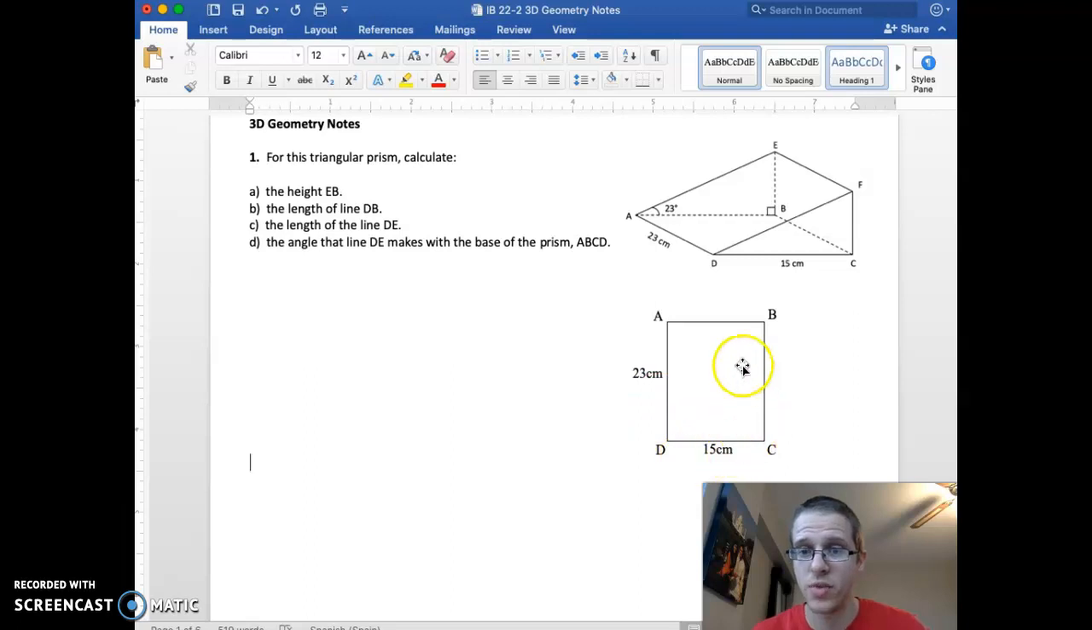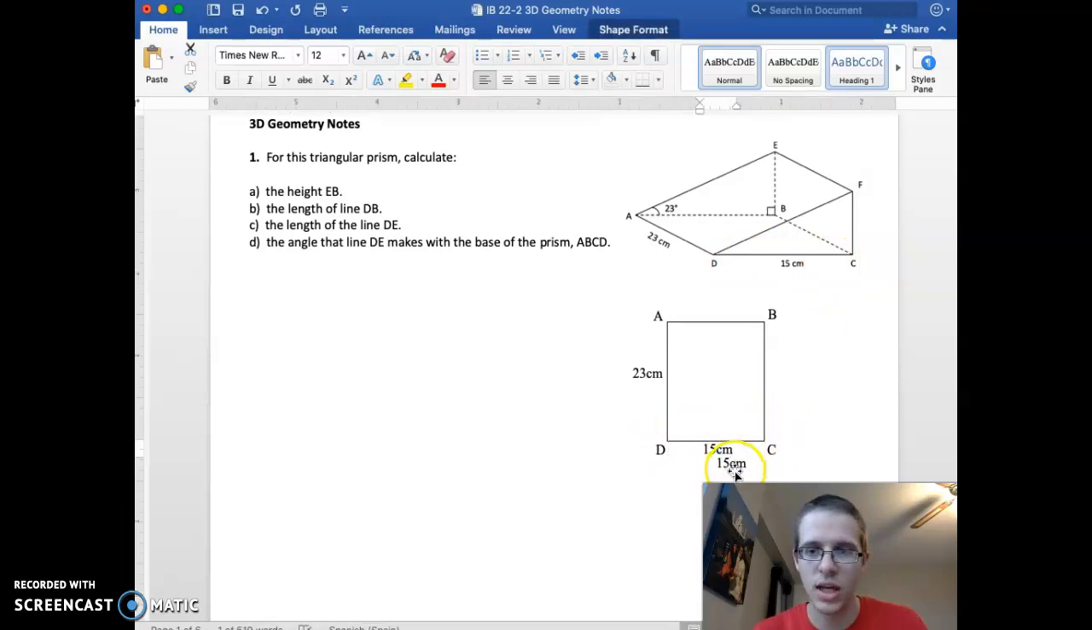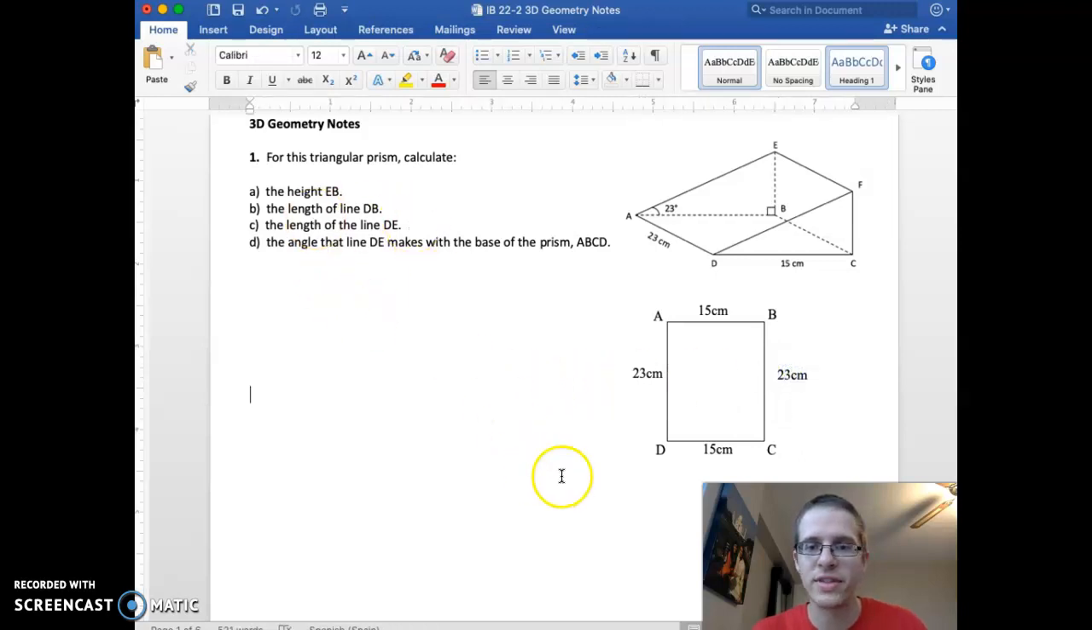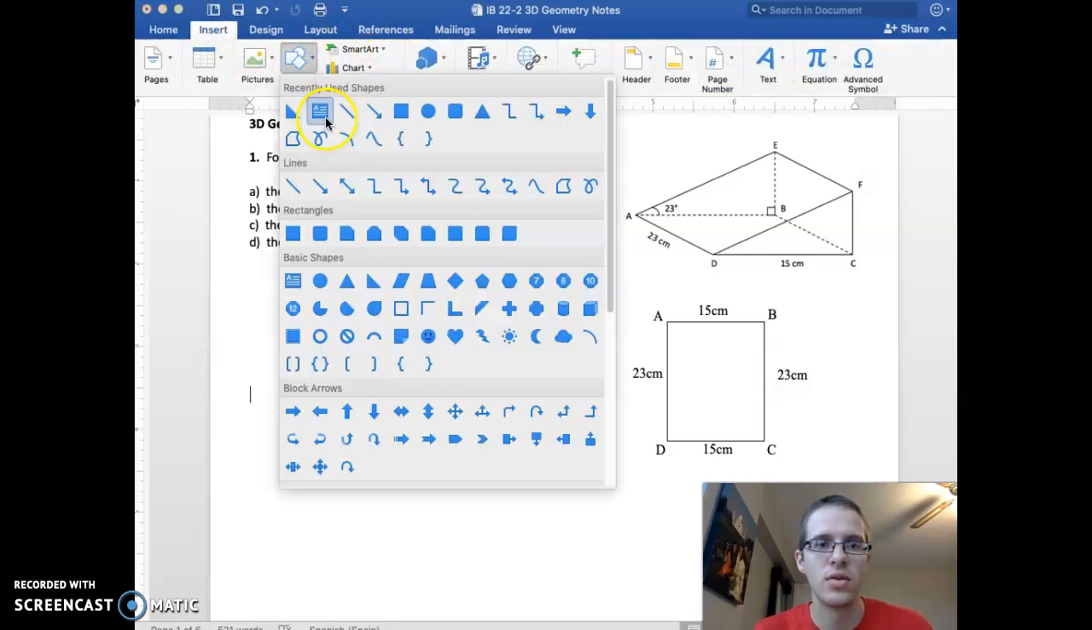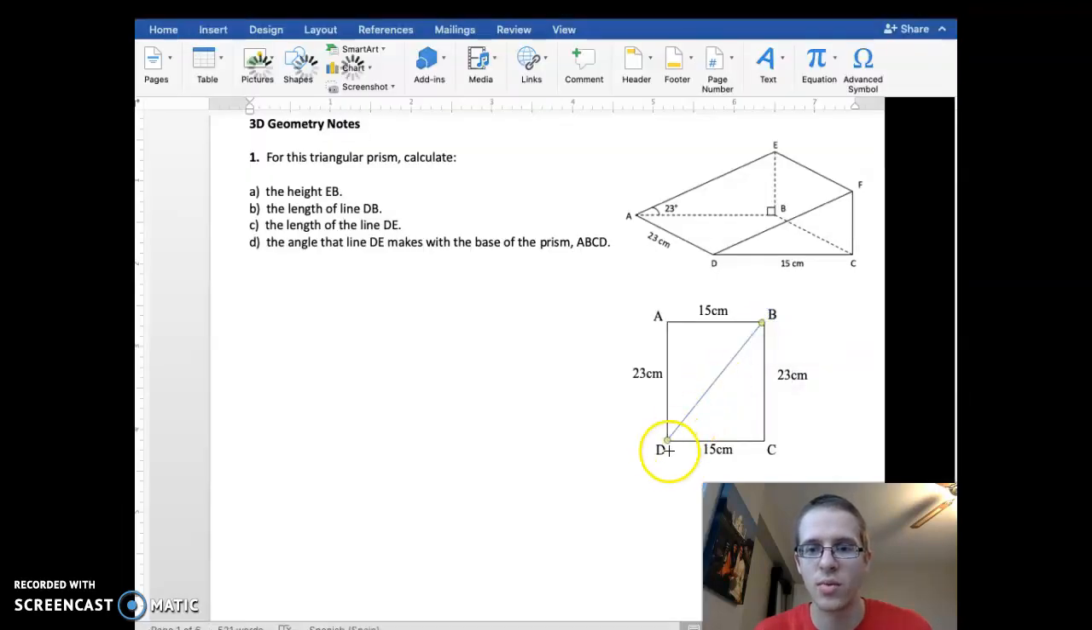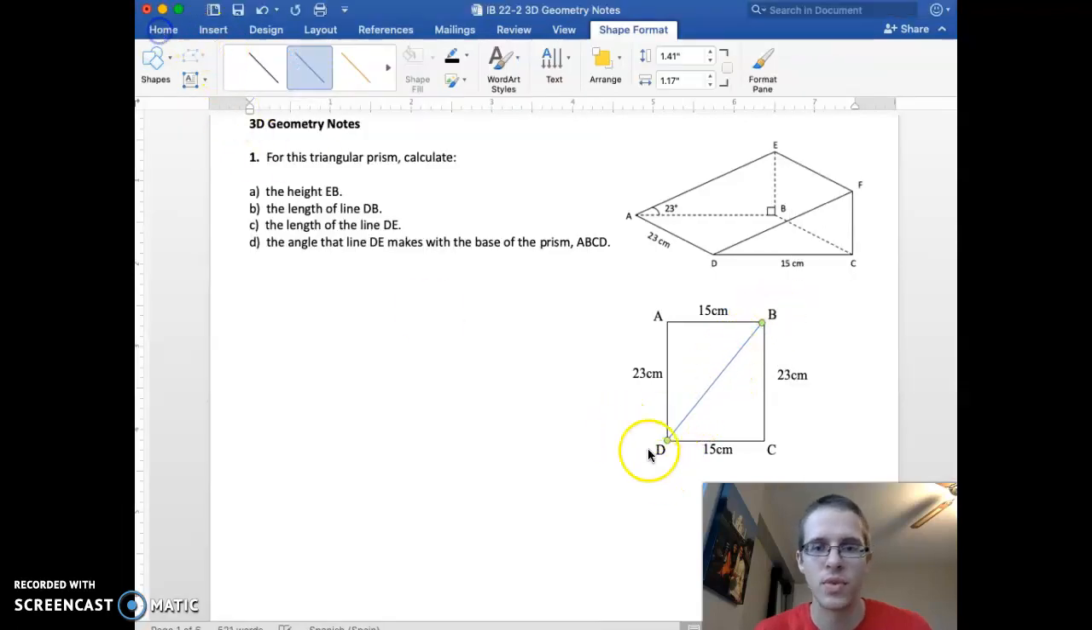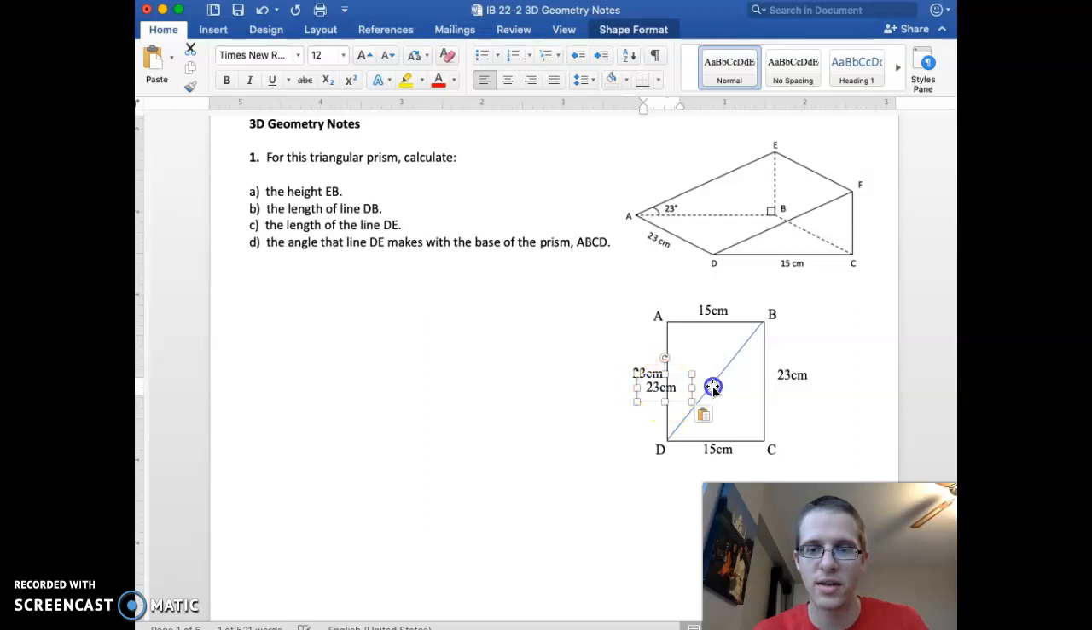Alrighty, so I've got this rectangle copied down. I have AD right here, it's 23 centimeters, and then the bottom part of this, DC, is 15, so I've got DC labeled 15. If you wanted to, you could label the entire rectangle. Opposite sides are the same length. And it's asking us to find the length of DB. So I'm going to draw in that diagonal. This is the actual value that we want to find. We want to find this length right here. So I'm going to go ahead and call that X.